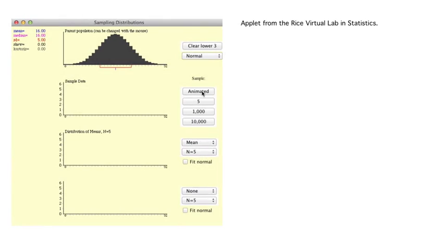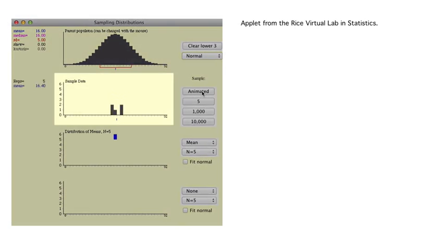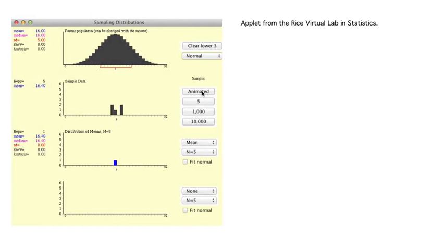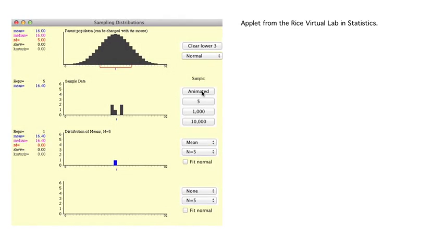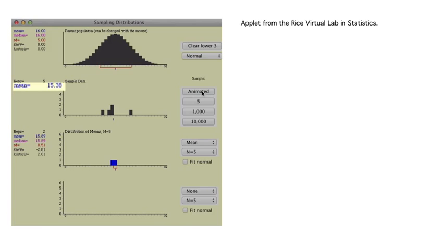When we do this, the 5 data values in our sample are plotted here, and the mean or average of our sample data, the average of the 5 values we just randomly drew, is plotted here. We can see that the average is 16.4, which is quite close to our theoretical probability model value of 16. Let's take another sample of size 5. This one has a mean of 15.38.